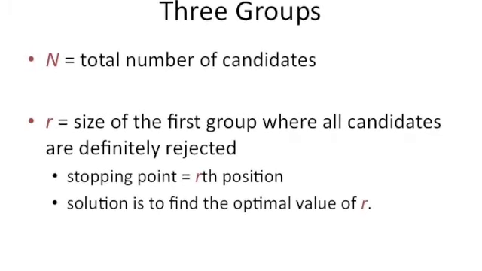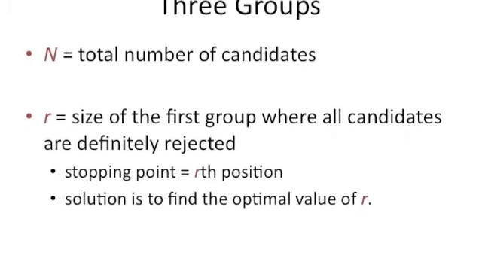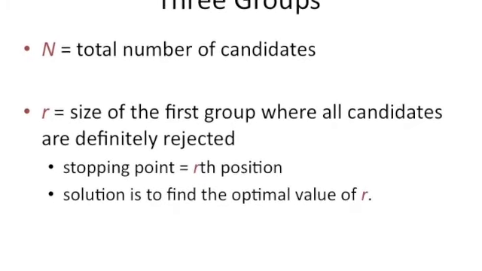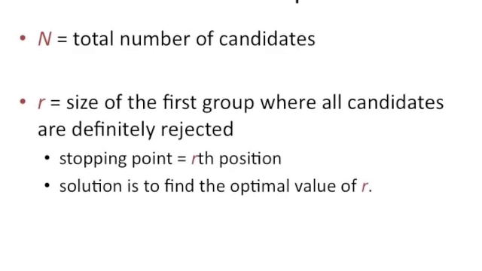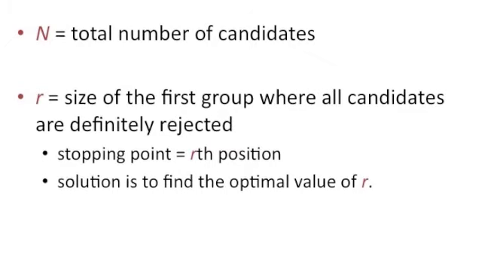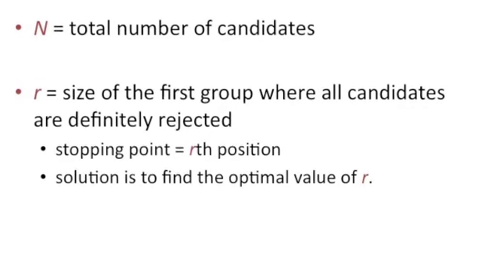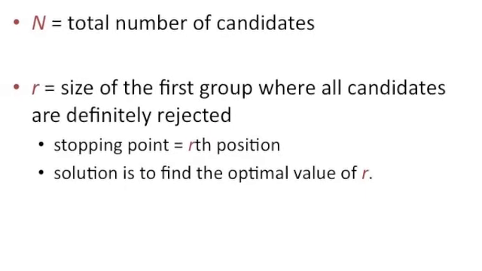The easiest way to conceptualize this problem is by looking at three groups. The largest group has size big N. This is just the total number of candidates or positions. The smallest group has size R. These are the candidates in positions 1 to R, in which all of the candidates are definitely rejected. Therefore, R is our stopping point.